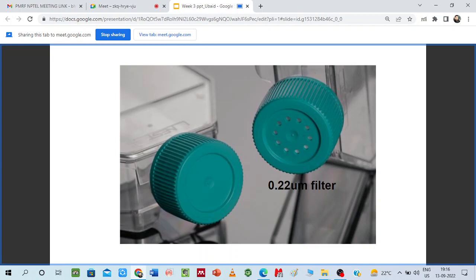So if anyone has received the cells from NCCS Pune, those flasks have these caps. They do not have the vent, and in that case the media is also filled. This whole flask is filled so that even if the flask is upside down during the transportation, the cells will be in contact with the media. So in that case the whole flask is filled.